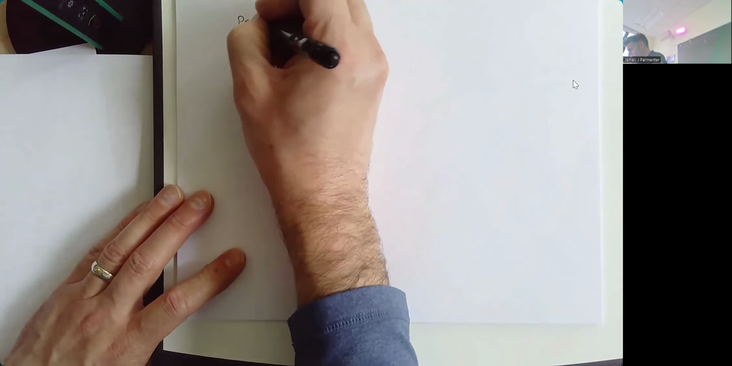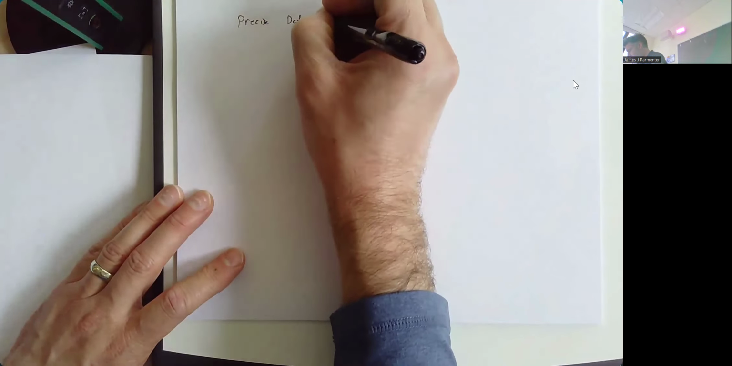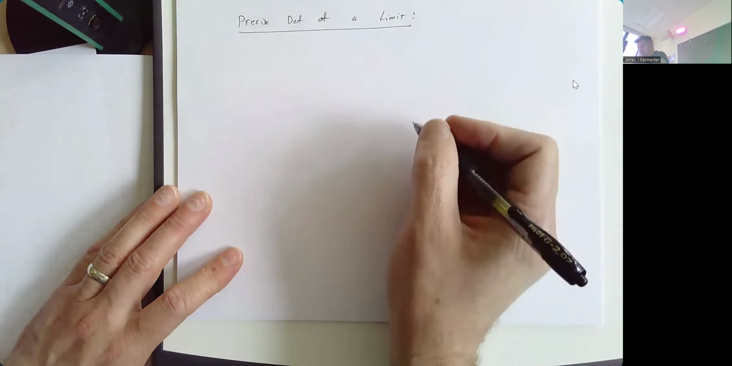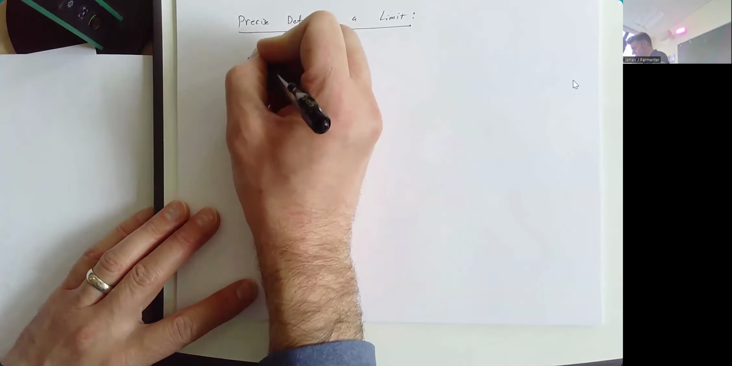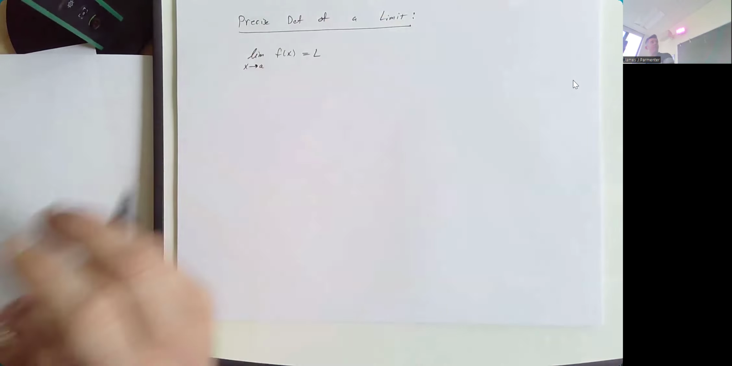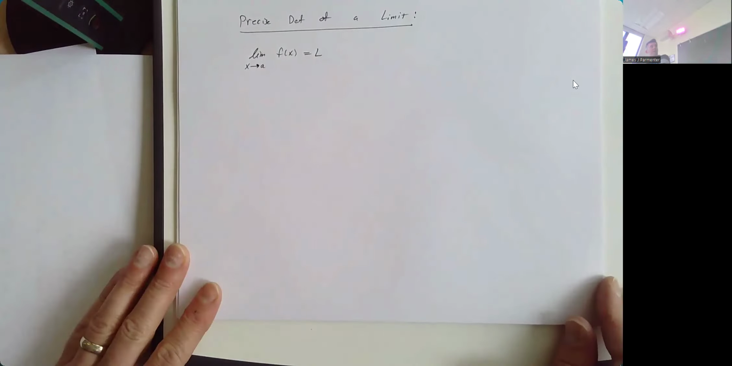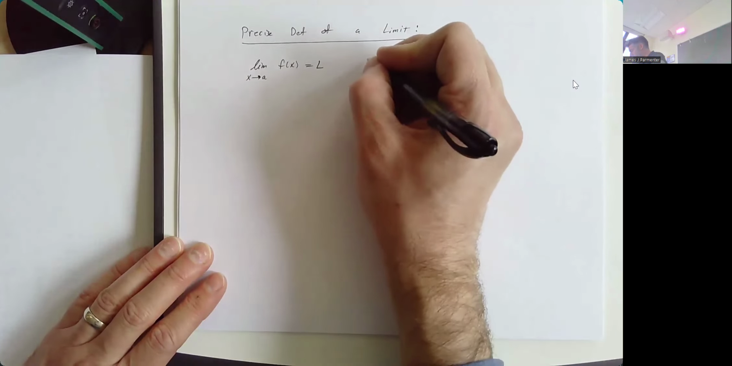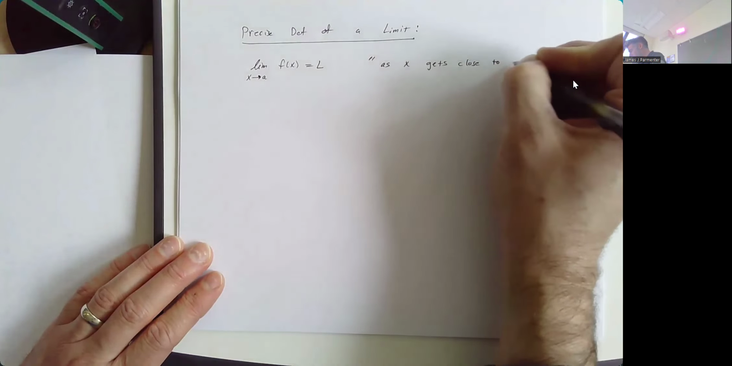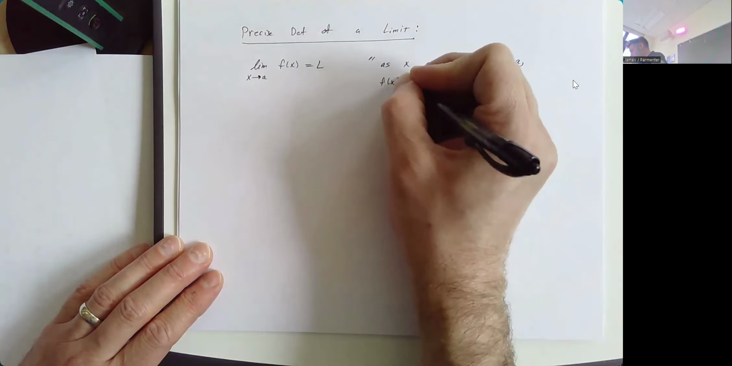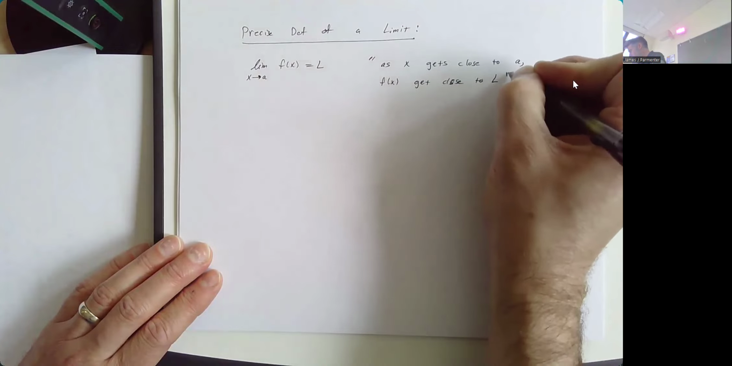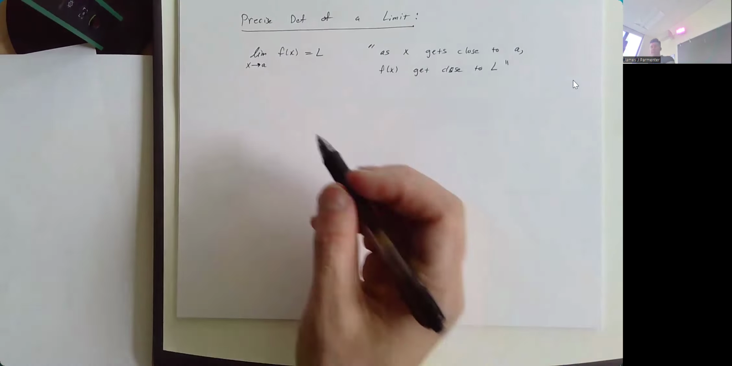So the precise definition of, so we're talking about the limit as x approaches a of f of x being equal to L. And what we should see when we read this is what we're saying is that as x gets close to a, f of x gets close to the value L. That's the whole idea summed up in words.